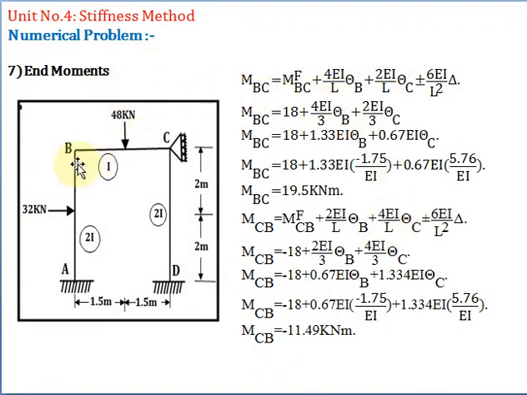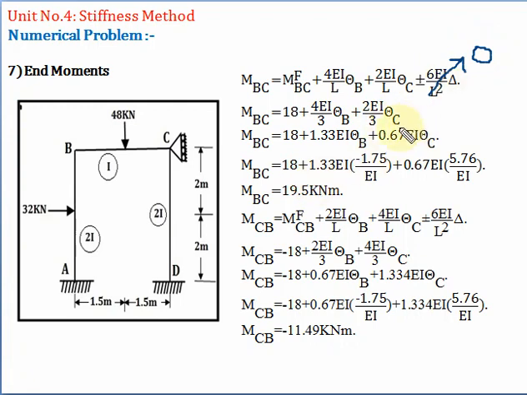End moment in member BC now. Here the slope and deflection equation is MF BC plus 4EI upon L theta B plus 2EI upon L theta C plus minus 6EI upon L square delta. So this value is 0, for a horizontal member it is 0.